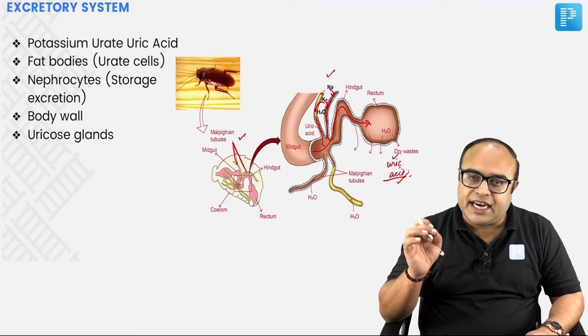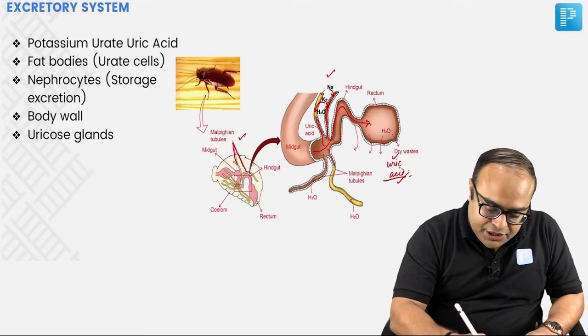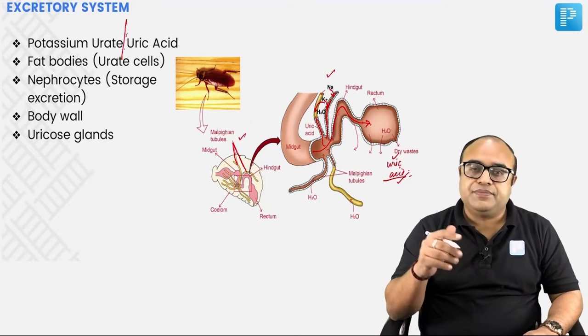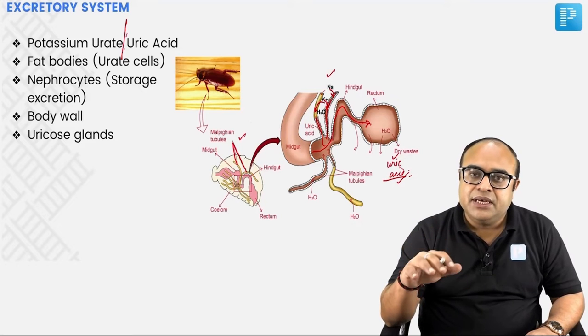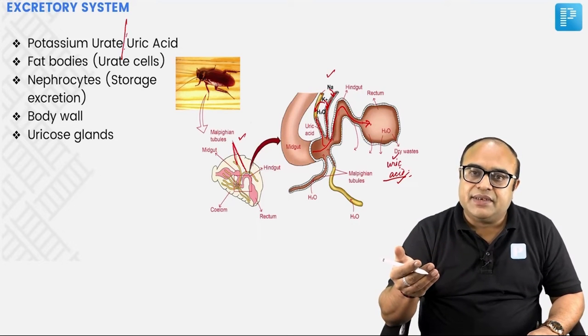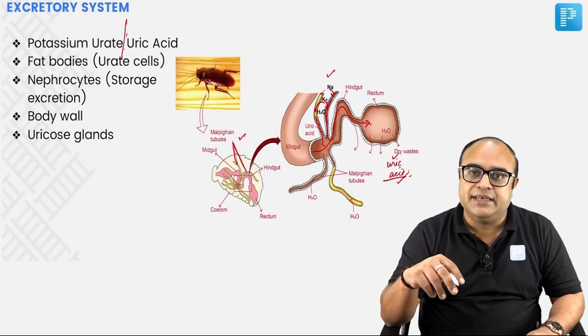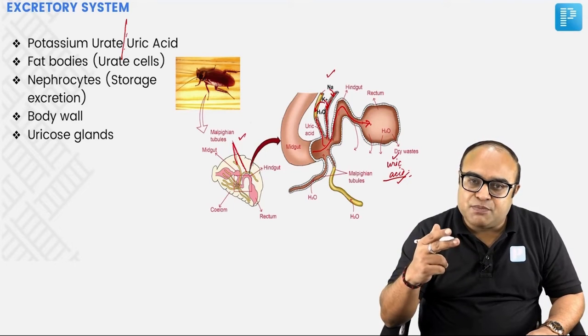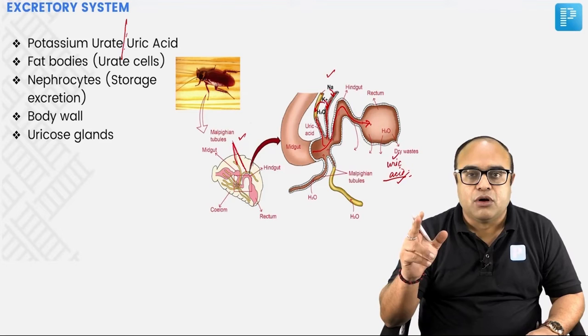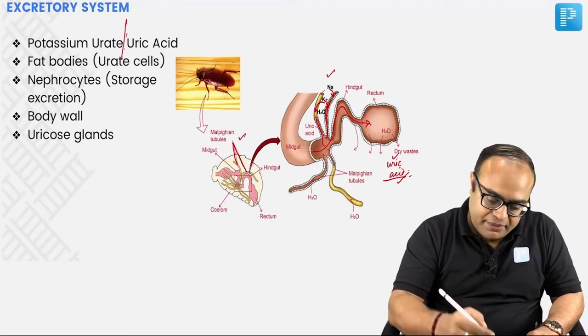Now, some facts about the organs which are responsible for the excretion of waste. This is very important, try to remember this. Potassium urate is the main excretory product. This potassium urate is converted into potassium bicarbonate and uric acid, and this uric acid is expelled out of the body of the cockroach. Okay.